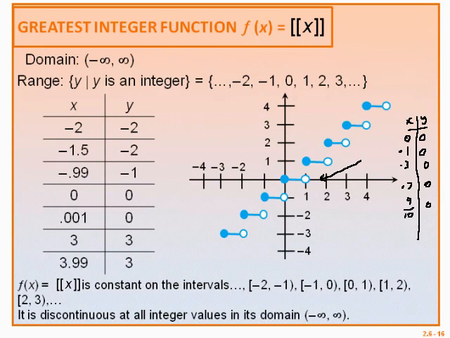9/10? 0. 999 over 1,000, 0. So the greatest integer, when you plug a value in for x, it's the greatest integer less than or equal to that. So this is the first step here. Now notice when x goes to 1, y goes to 1, and then we're up here. This is why they call it the step function.